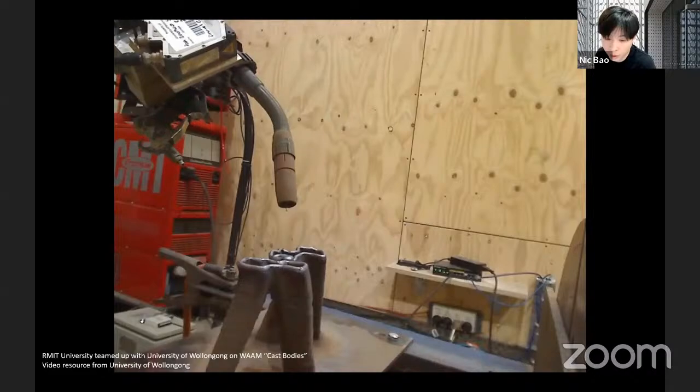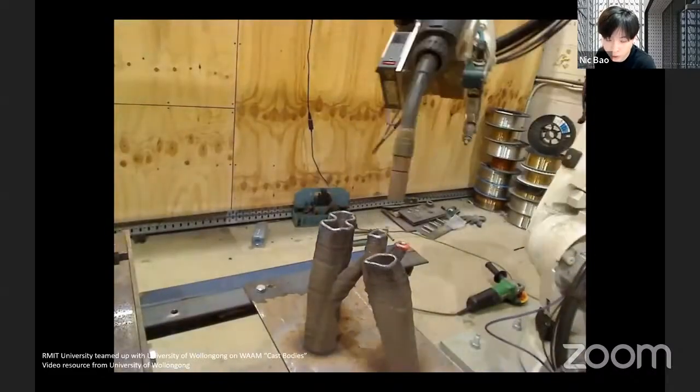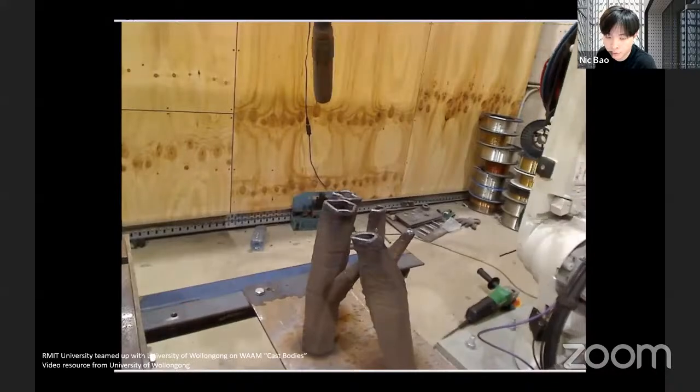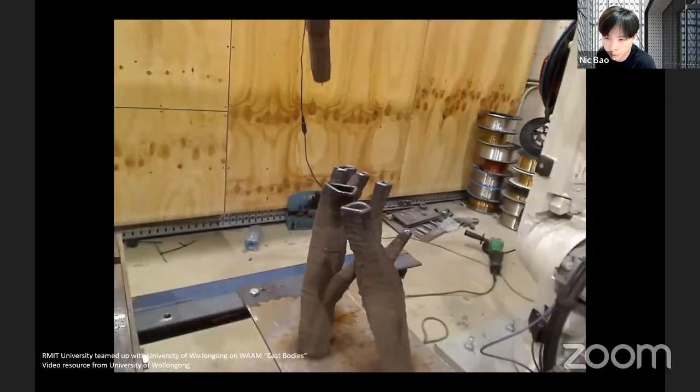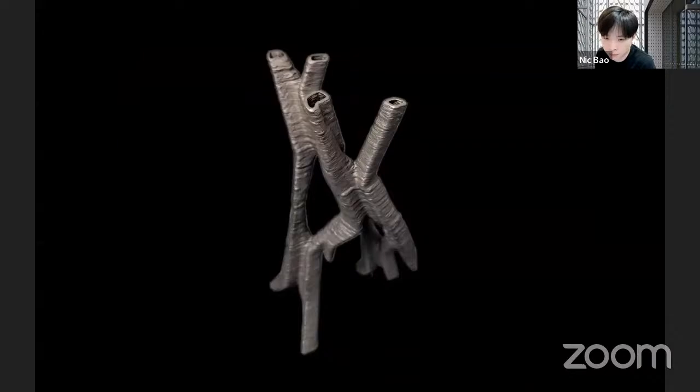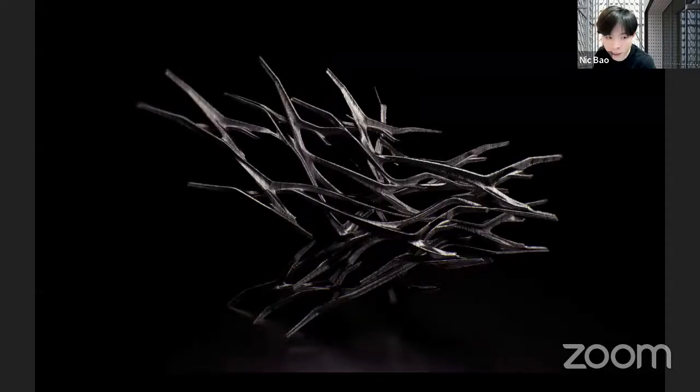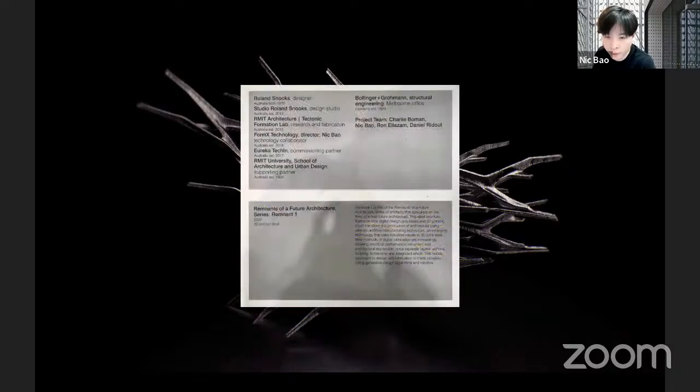This video is from 2020, when we were working with the University of Wollongong to print the first cast body metal print project. So this is the first type of this printing technology. Later on, from last year, Roland Stuxs and I and our colleagues developed the metal printing systems at MIT, and Roland is the leader of this installation design, and we worked together to make this project.